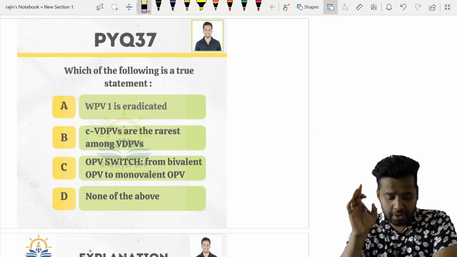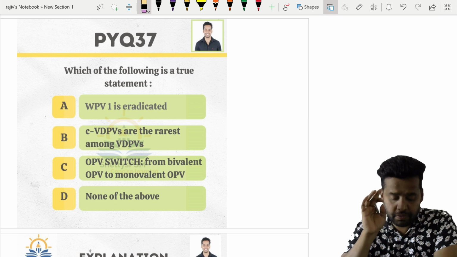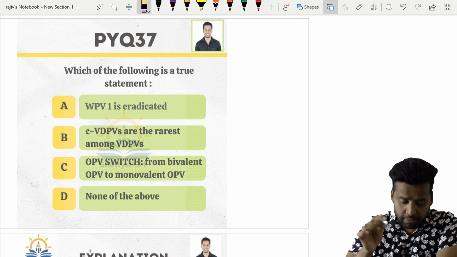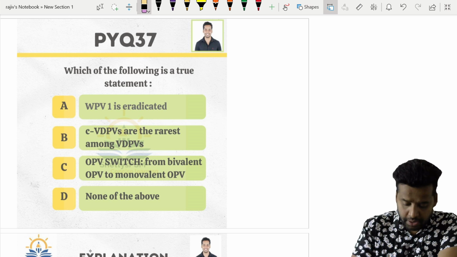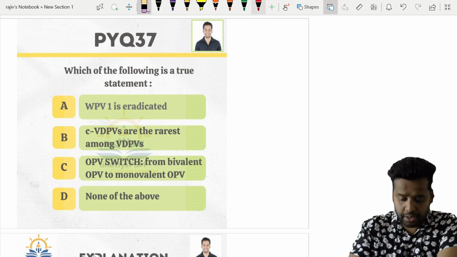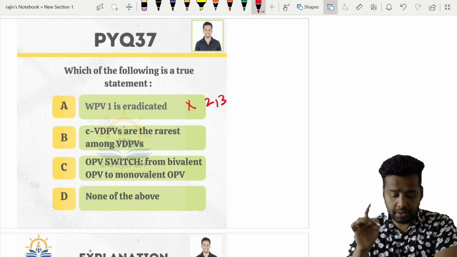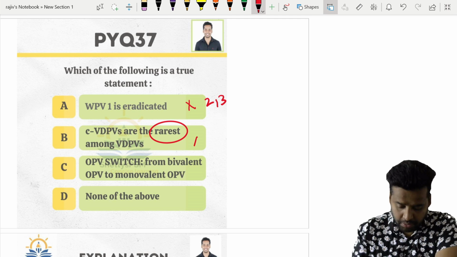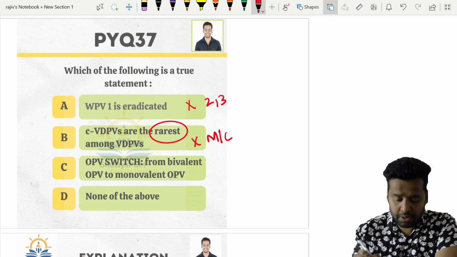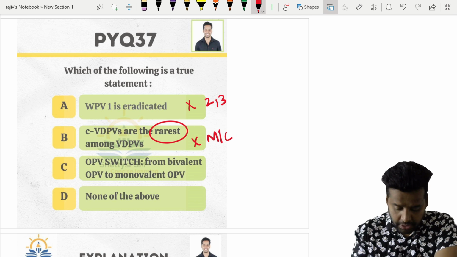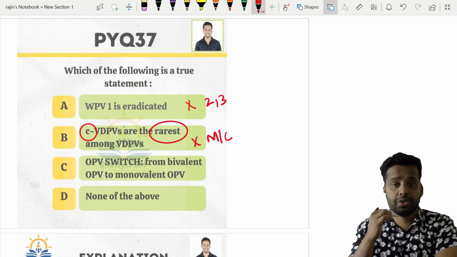So the next question is on polio. Which of the following is a true statement? Polio virus 1 is eradicated, no. We have eradicated 2 and 3, not 1. C. VDPVs are the rarest among VDPVs, no. They are the most common VDPVs. Circulating VDPVs are most common.